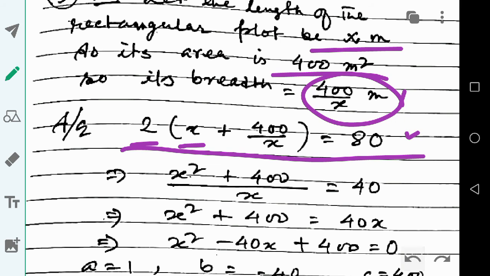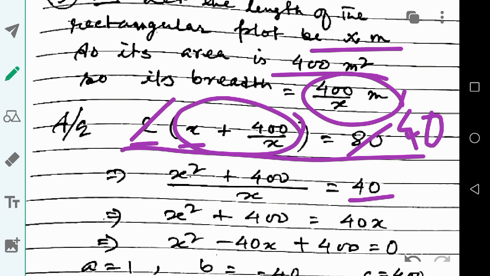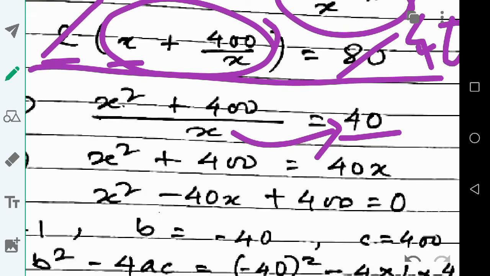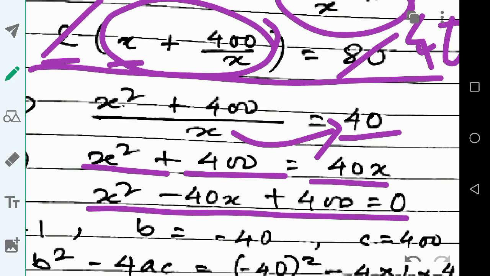Now let us divide both sides by 2, then here you will get 40, and x is the LCM. Now x is multiplied to the other side, cross multiplication. After cross multiplication we have got x² + 400 = 40x, and this 40x is brought to this side: x² − 40x + 400 = 0.